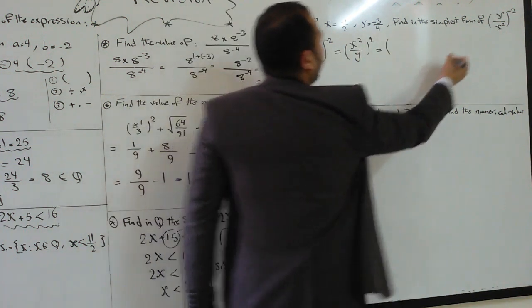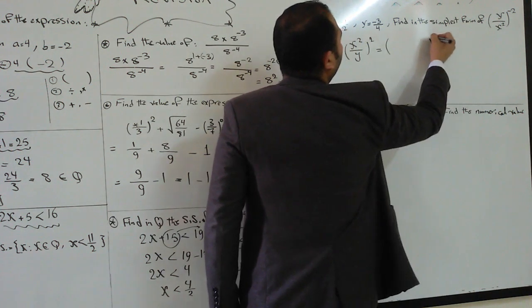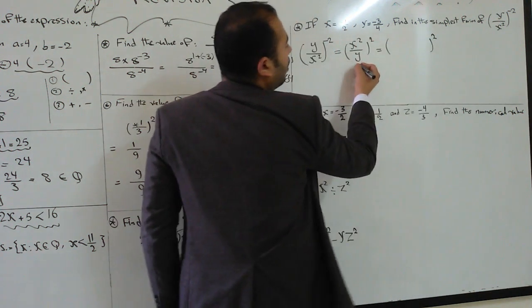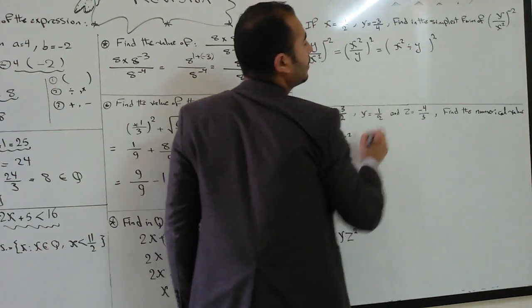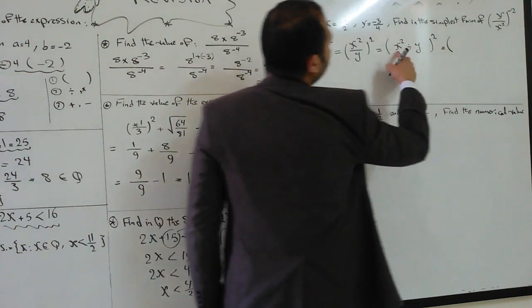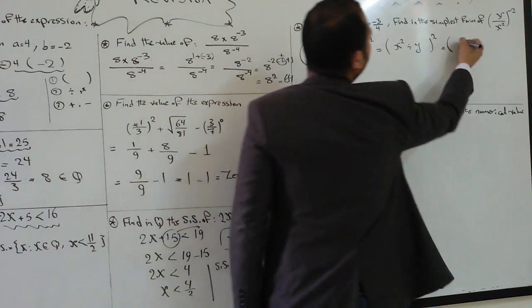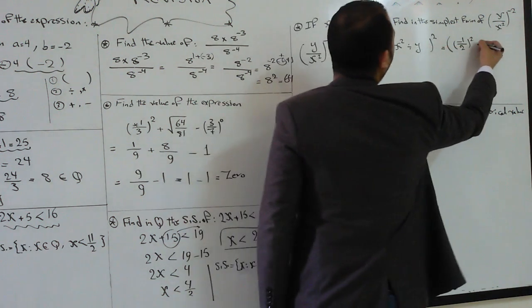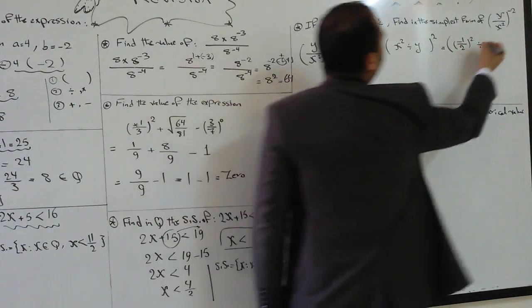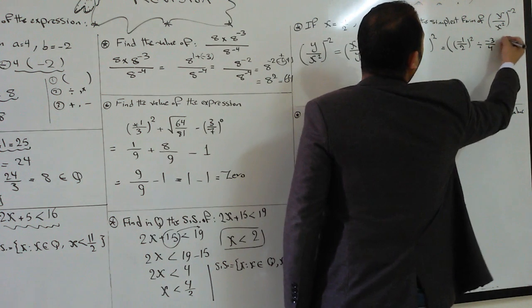Brackets, power 2, and x squared over y means x squared divided by y. Equals, open bracket, x squared means negative 1 over 2, all to the power 2, all divided by y, which means negative 3 over 4, all to the power 2.